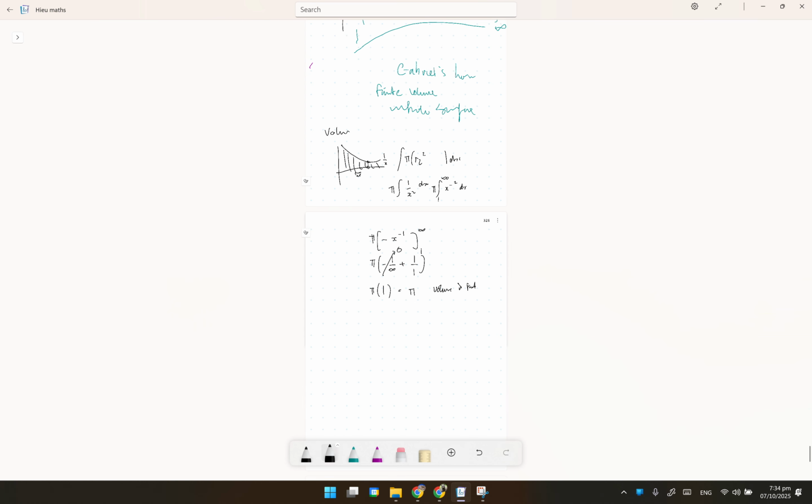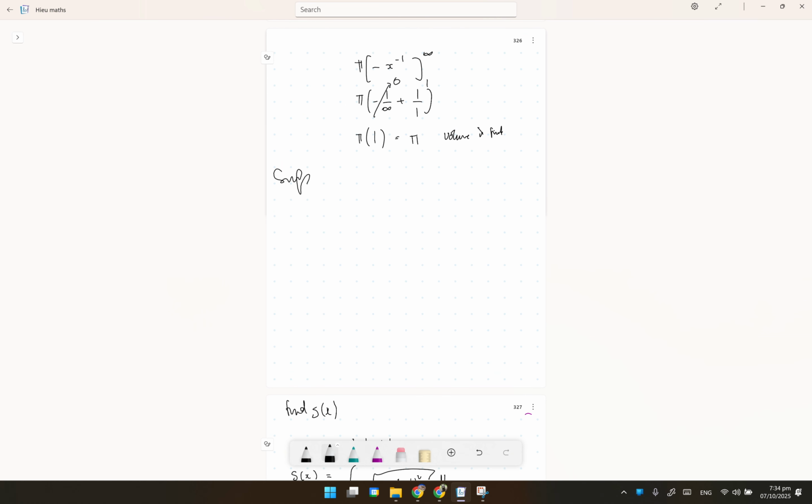Okay, but how are we going to find the surface area? So let's try doing the surface area. To find the surface area, we need dx.